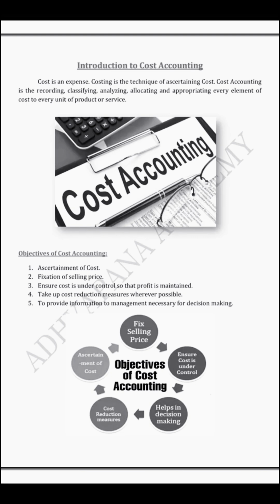So ensure cost is under control so that profit is maintained. Next, take up cost reduction measures wherever possible. In the definition itself, I told wherever the cost can be avoided, you can avoid them. So by such measures, what happens? You can try to reduce your cost. Then, to provide information to management necessary for decision making.